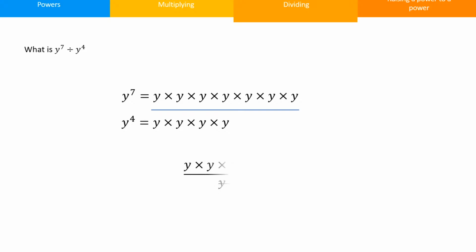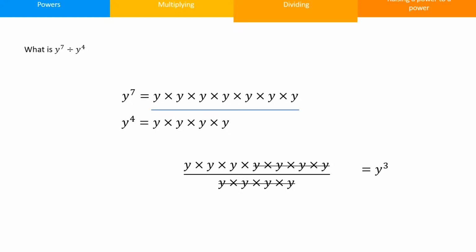So that's what I've done below, look. I have cancelled 4 of the y's on the top with 4 of the y's on the bottom. I'm allowed to do that because everything's times. There's no adding or taking away involved. So because it's all times, I can just cross out the same number from the top as the bottom, which is my reasoning for why the answer is y to the power 3.